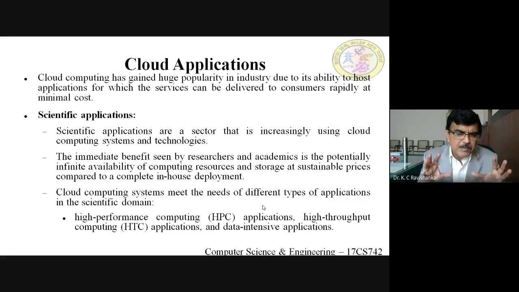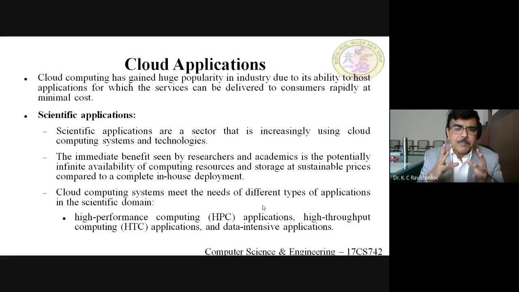You do not have money, no problem. You need to have some subscription to the cloud computing facility that can be extended to you, and then you can start working on that. You can create a startup with no money. That is the beauty of cloud computing.